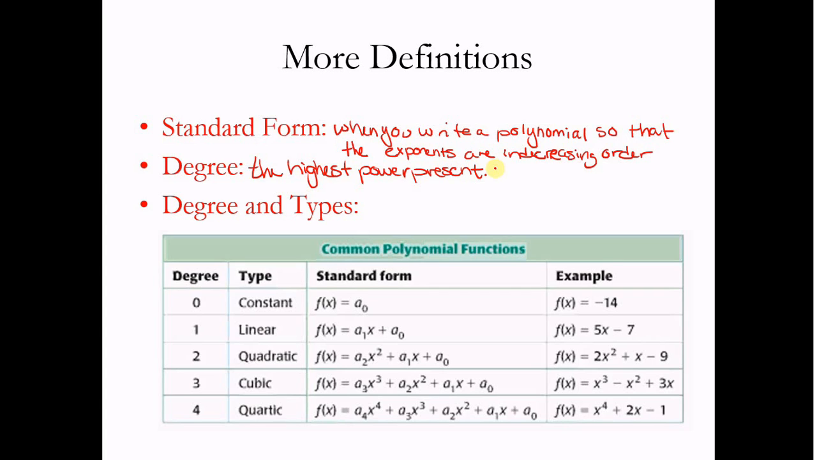And here's some degree and type. This is a little chart for you to recognize. If you have a degree of 0, you have a constant, which is just a number, like negative 14. If you have a degree of 1, just 1x with no exponent on that x, you have a linear. You've seen linear before. Quadratic is when you have an x squared. Cubic is when you have x cubed. And a quartic is when you have an x to the 4th. Not cubic and quartic as much, but linear and quadratic you've probably seen.